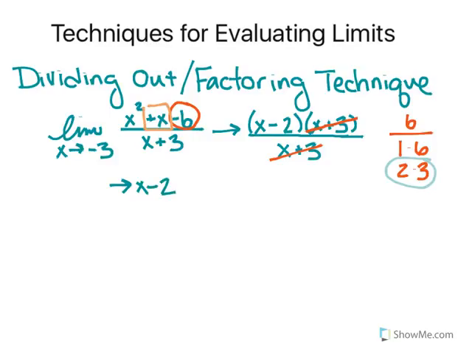Once something cancels out, you want to try plugging your limit back in. So if I plug in negative 3 here, which is what we were approaching, and subtract 2 from it, I will get a real number, which is exactly what we want. In this case, it's negative 5. So that's going to be our limit.